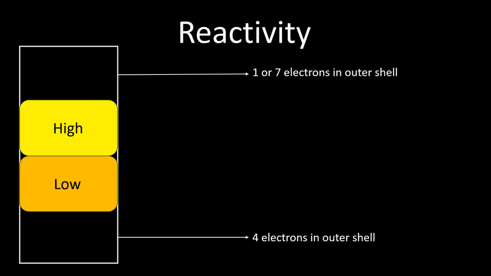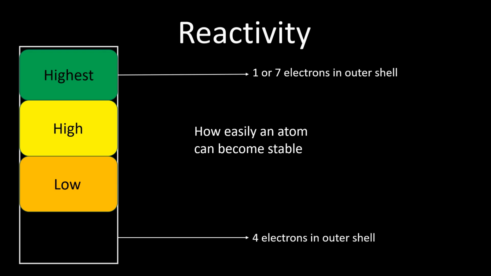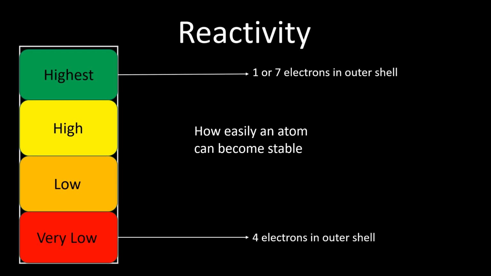Reactivity is basically how easily an atom can become stable. If it's very easy, like when having 1 or 7 electrons, the atom has high reactivity. If it's harder, like having 4 electrons, the atom has low reactivity. So now we know that atoms don't react randomly. They react based on how easily they can become stable. But that brings up a bigger question: how do atoms actually achieve that stability? Do they give away electrons or share them? Well, that's what we are going to explore next.